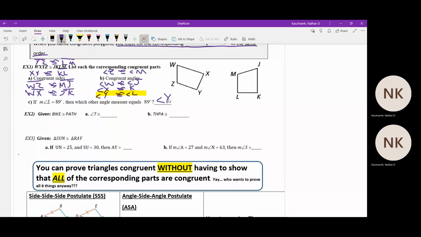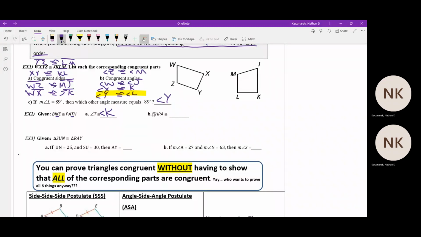All right, more of the same in example 2. Given, BIKE is congruent to PATH. The order matters. So it's asking for the congruent part of T. T comes third. So what comes third on the other side? K comes third. Angle K is congruent to angle T because they're both third.